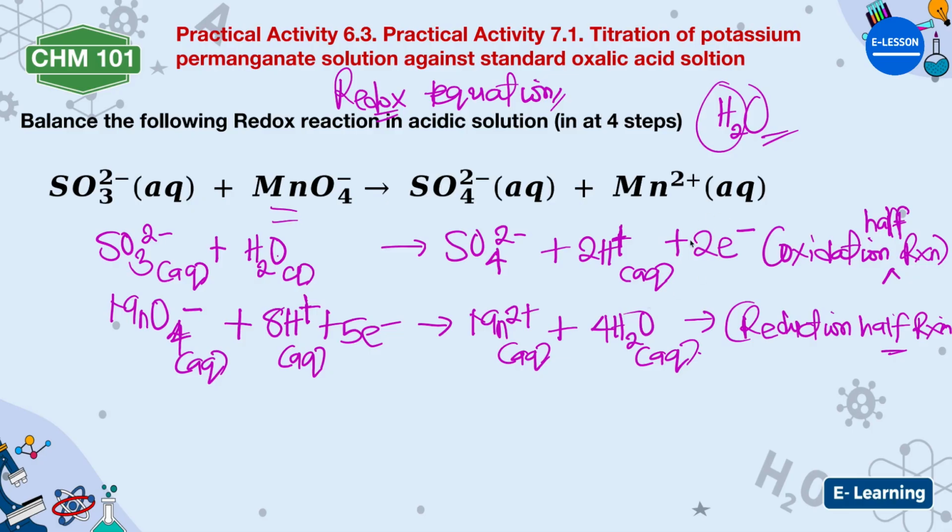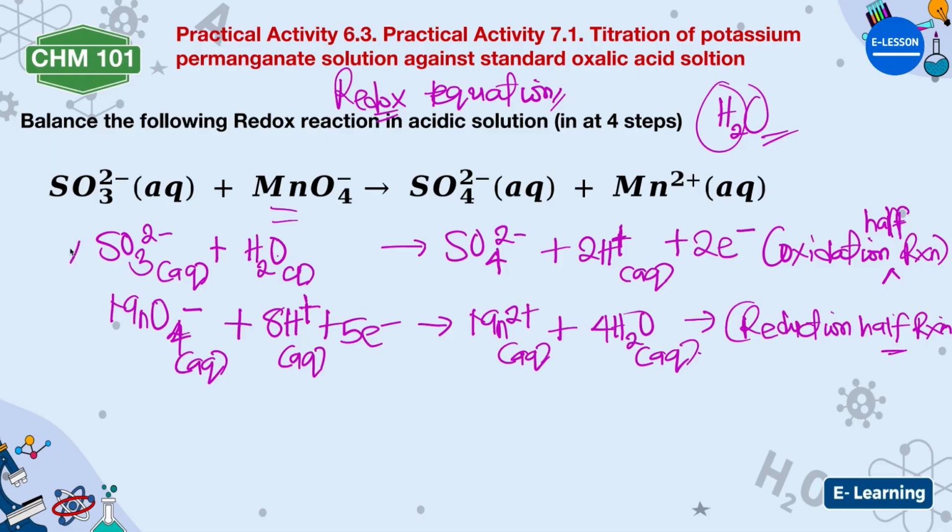Now, my dear student, the next thing you are going to do is balance the electrons on both sides, because the idea is, in an oxidation reduction reaction, the number of electrons that is lost must be equal to the number of electrons that is gained. Are you getting the idea now? So in this case, we have to balance the number of electrons on the oxidation half reaction and those on the reduction half reaction.